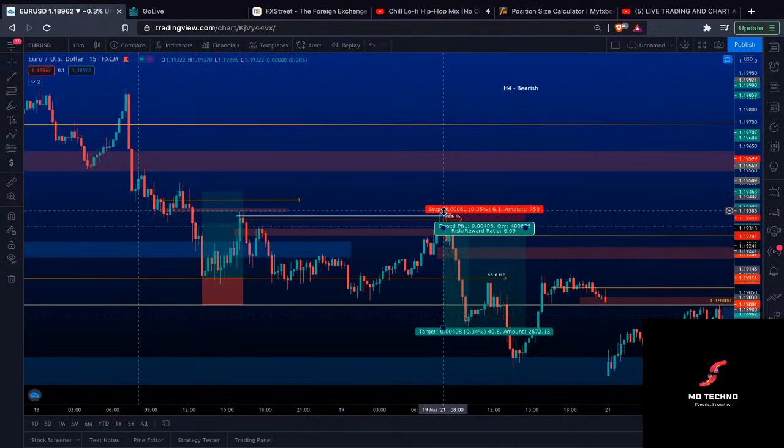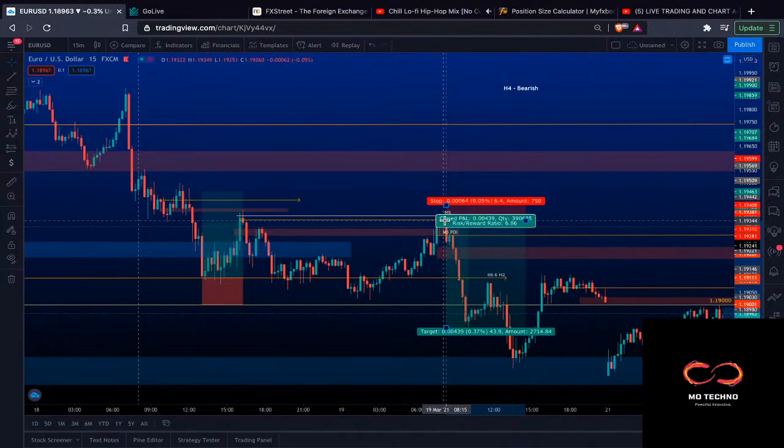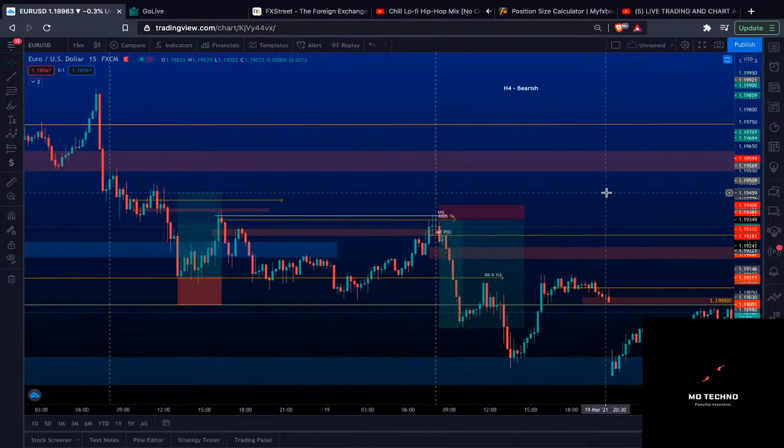What I could have done it on the candle chart, obviously, is put my stop loss above the high, and my entry probably around the 88.6. Boom, that's a 1 to 7.5 right there.